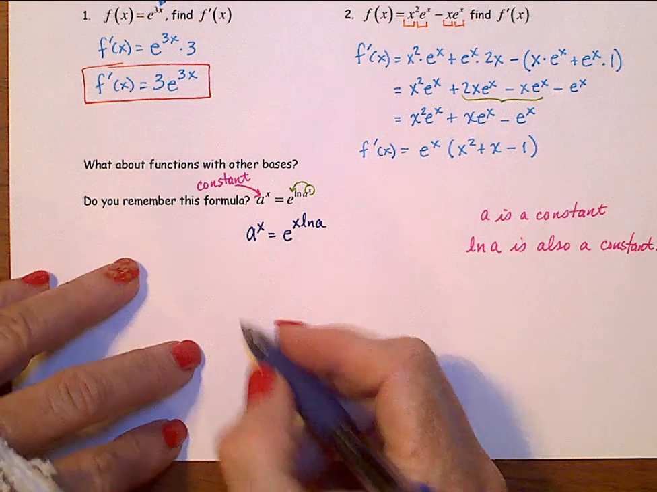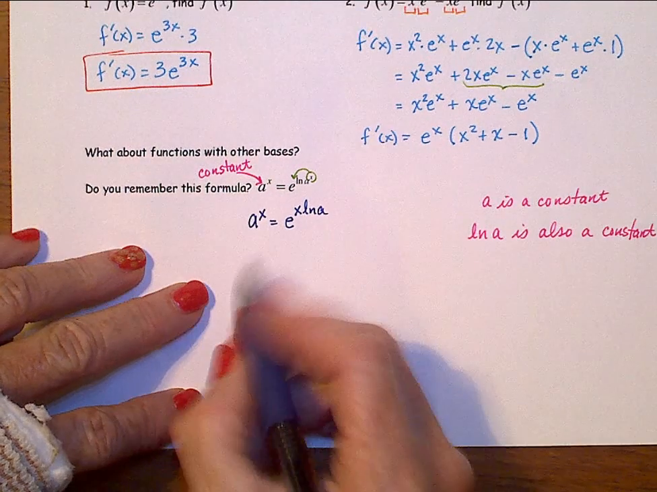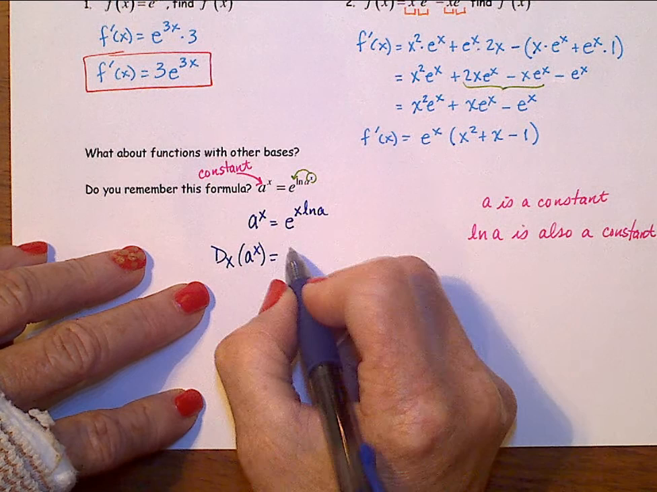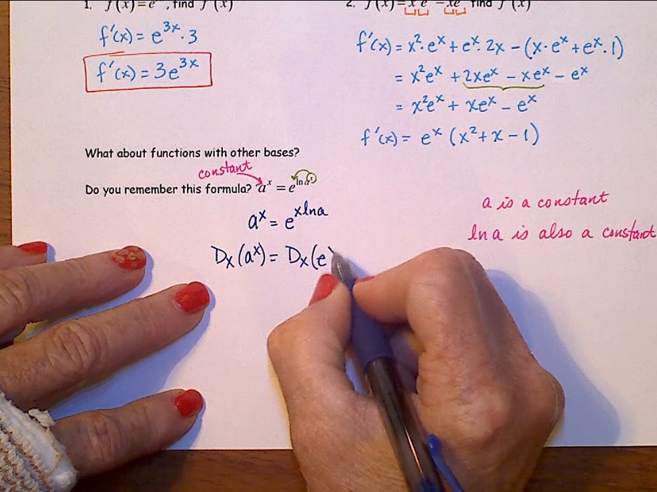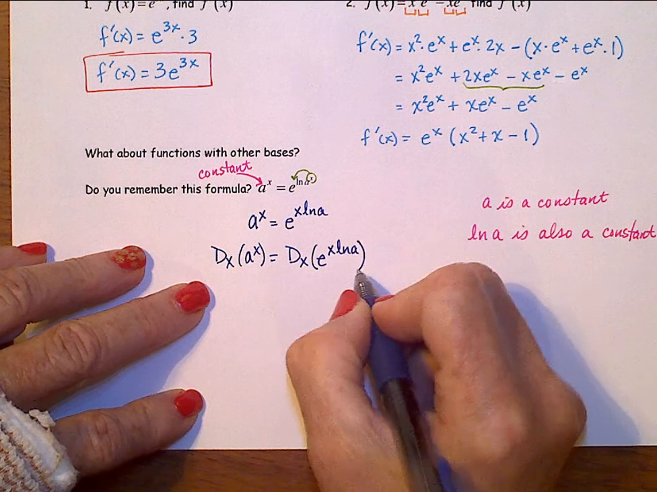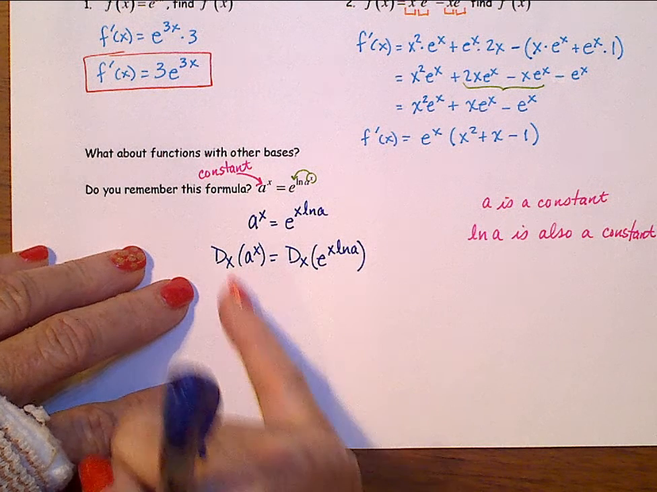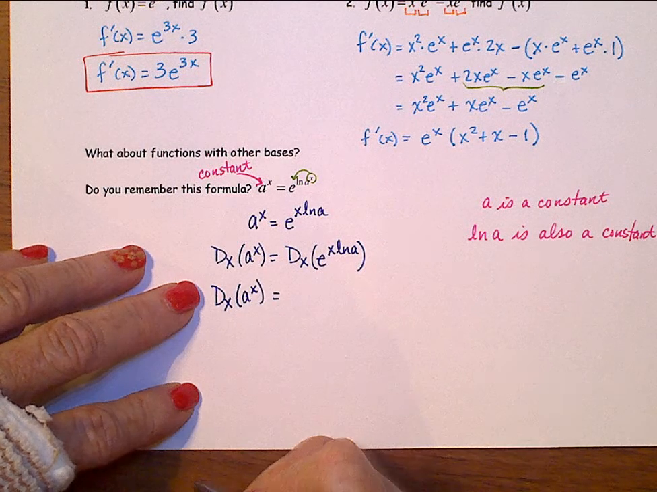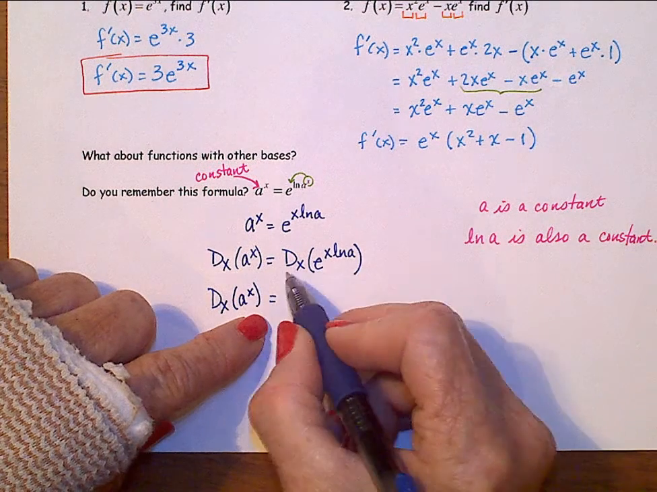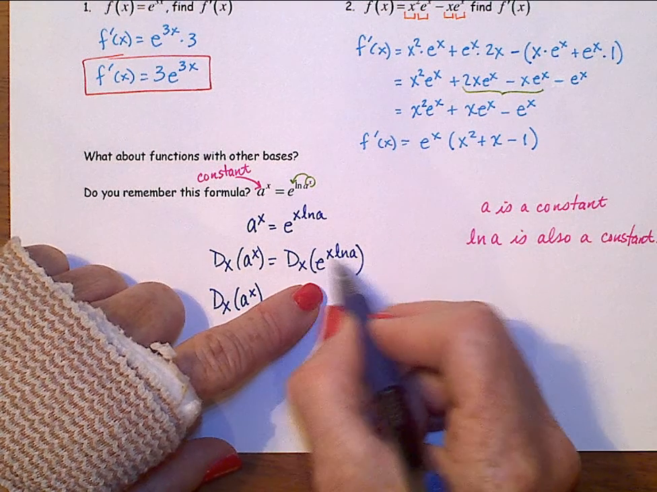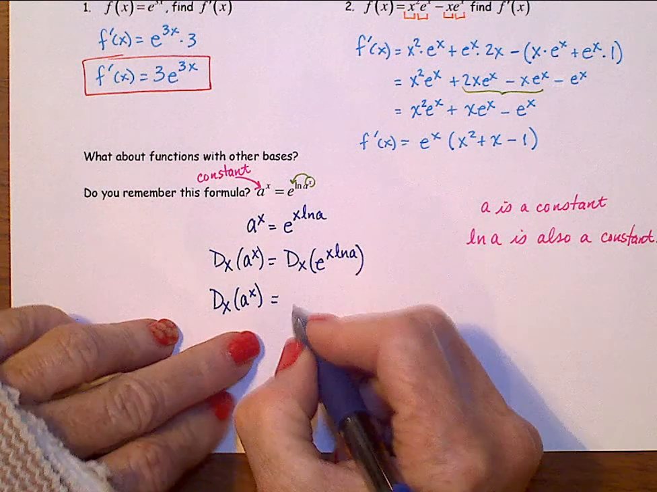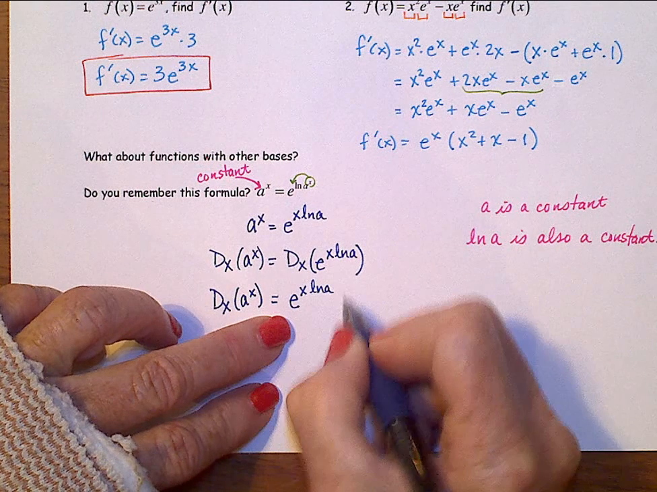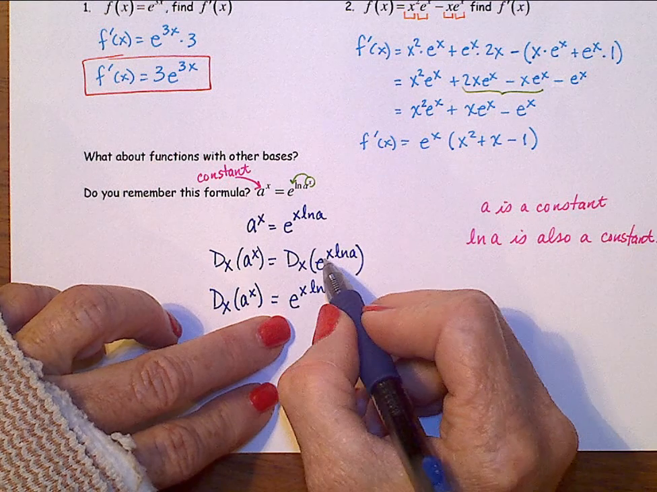Let's do a derivative now. So we'll have the derivative of a to the x equals the derivative of e to the x ln a. This left side, that's what we're trying to figure out, the derivative of a to the x. So we're going to leave that alone. On the right side, we know how to do this now. We're finding the derivative of an e to the something. To do that derivative, it is e to the something, so e to the x ln a, times the derivative of this mess right up here.